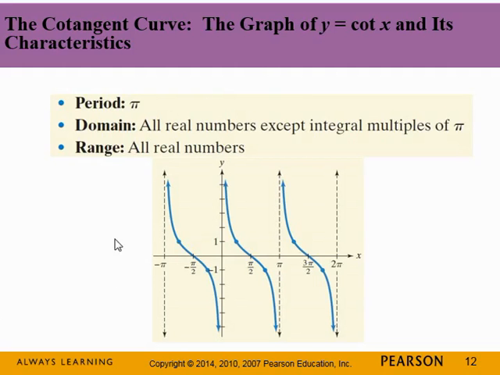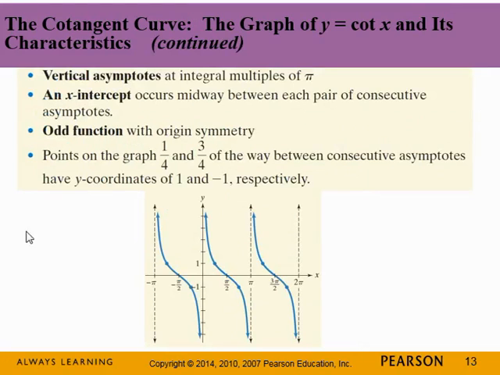So your cotangent curve has the same period, it's pi. Your domain is all real numbers except the integral multiples of pi. So instead of pi over 2, it's just pi. And your range is all real numbers. Your vertical asymptotes occur at your integrals of pi. Your x-intercept is midway. It's also an odd function with origin symmetry.